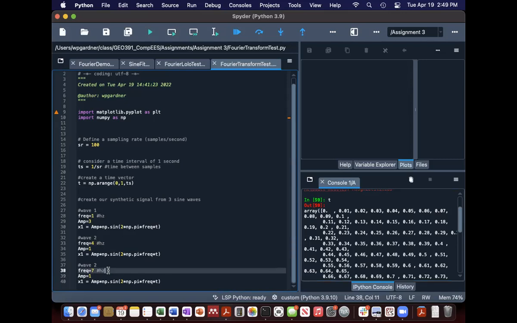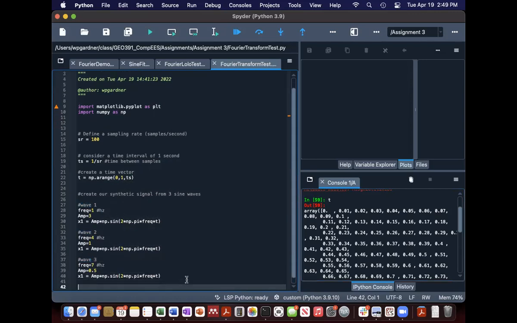What do I mean when I say hertz? Anybody know what hertz means? Yeah, so this is waves per second. Like when I say a frequency of one, that means one wave per second. A frequency of 7 means 7 waves per second. So for example, wave 3 here has a much higher frequency. There's 7 waves per second versus wave 1, which only has 1 wave per second. Amplitude 0.5. And we'll just say x is equal to x1 plus x2 plus x3.